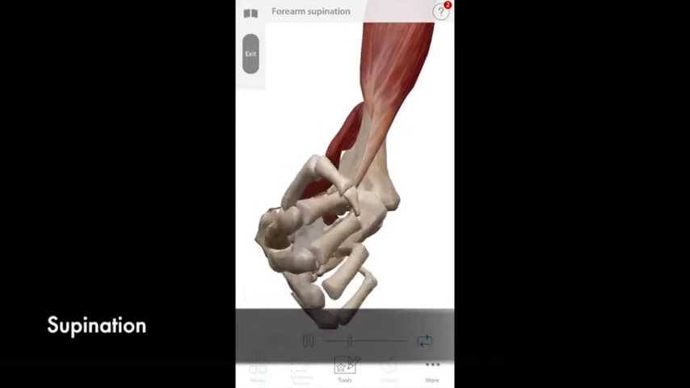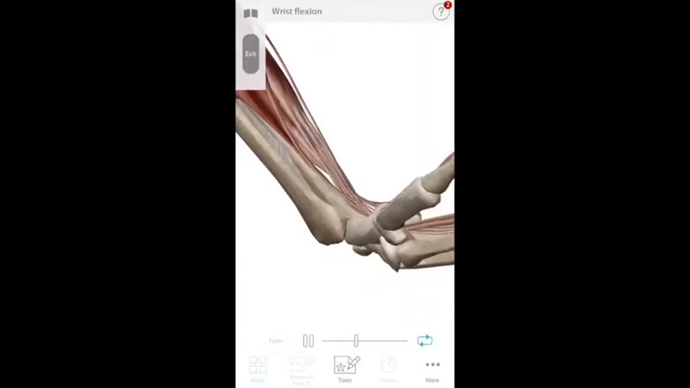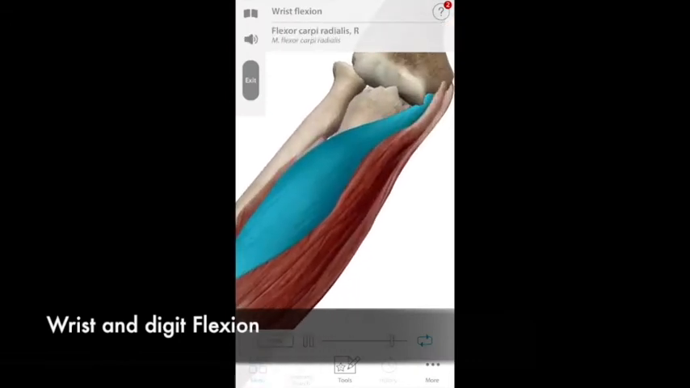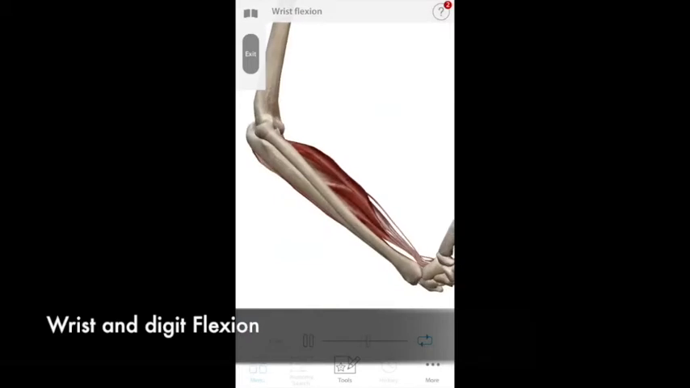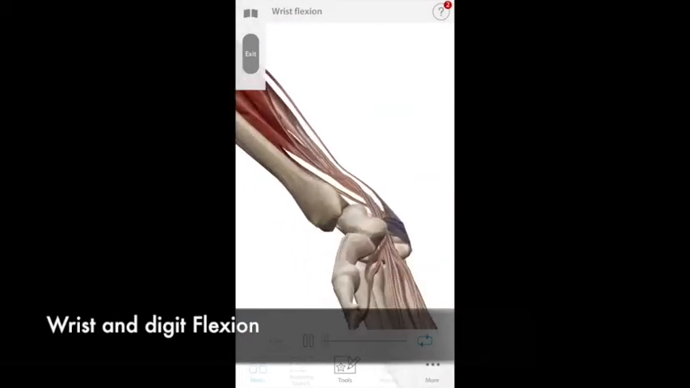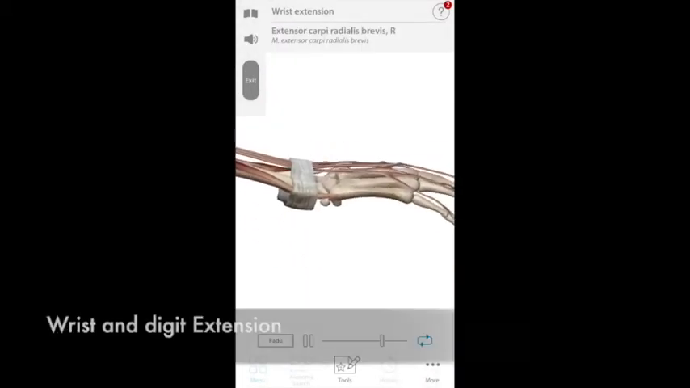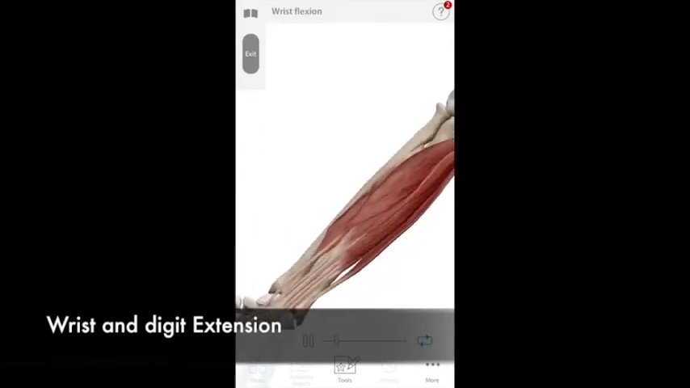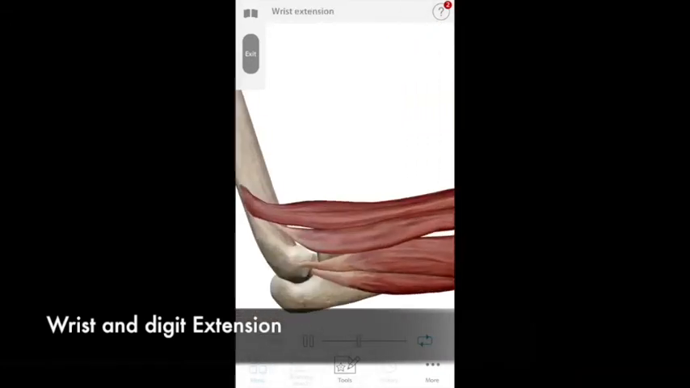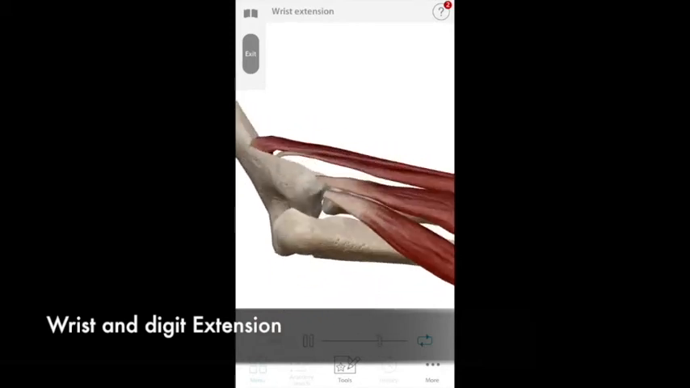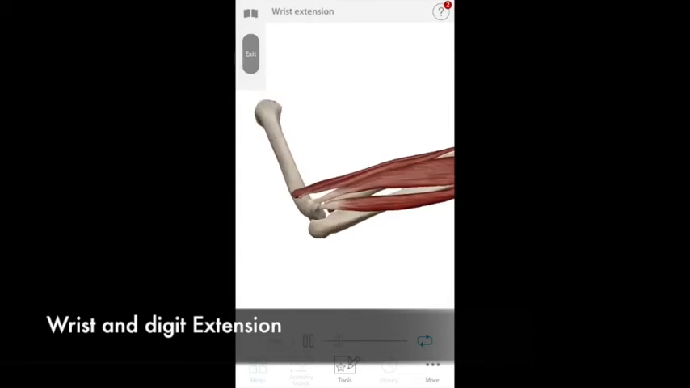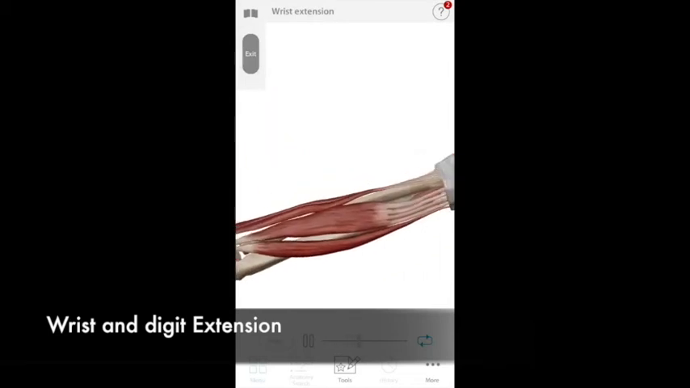Moving distally, the next action we'll talk about is at the wrist. These are muscles that span the anterior surface of the forearm. They originate on the medial epicondyle of the humerus. And then on the other side of the wrist, you have those muscles that are spanning the posterior side of the wrist. Most of these are originating from the lateral epicondyle, and again spanning mostly the posterior surface, causing that wrist extension.